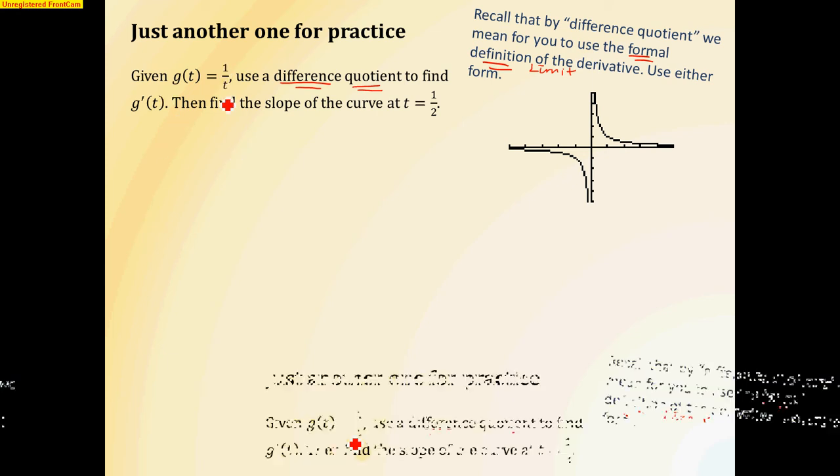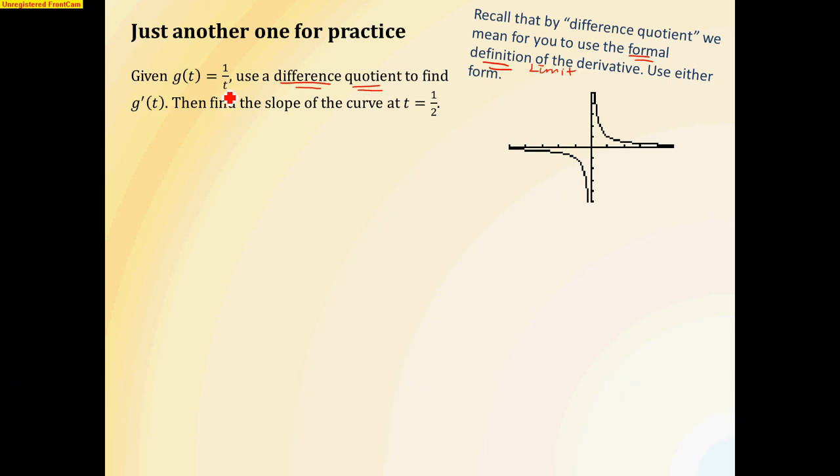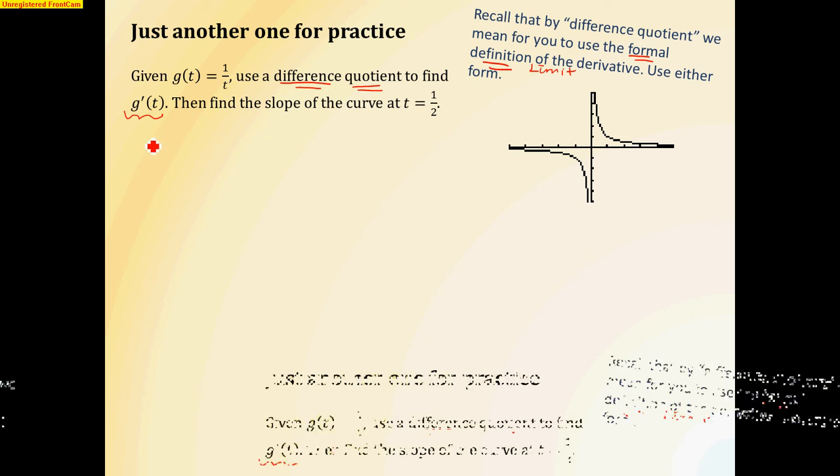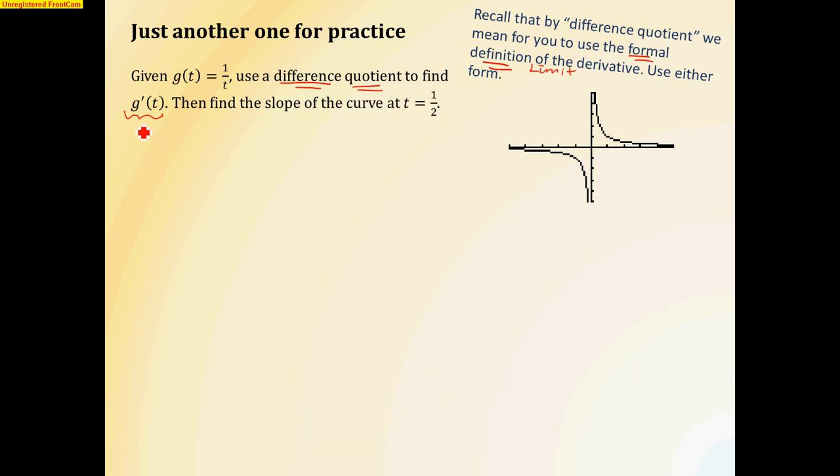Given 1 over t, and I purposely changed variables on you, to find g prime of t, that's not really giving you a choice in the form, because when I ask for g prime of t, this is saying I want the slope generator for all t on this function. Now I do note to myself that t cannot equal 0 on the original function.